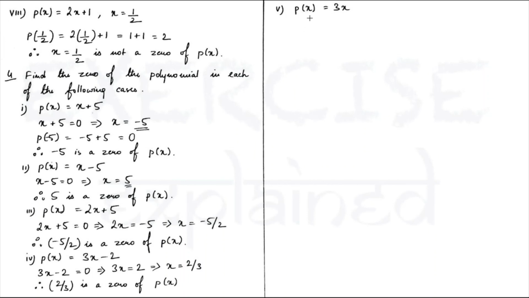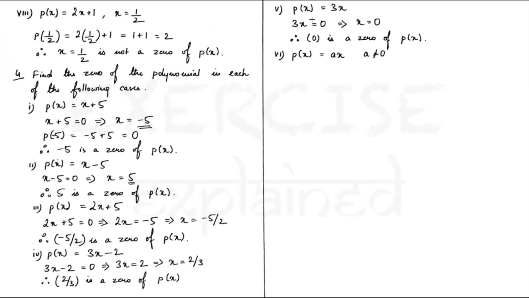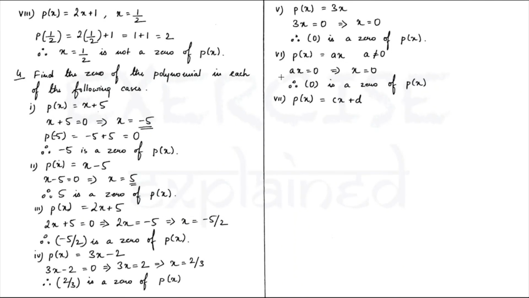Coming to the next one, p of x is equal to 3x. So 3x will be equated to 0, and x we will get it as 0 by 3. That is nothing but 0 itself. So 0 is a 0 of p of x. Coming to p of x is equal to ax, a is not equal to 0. So we again equate this to 0, and what we get is ax is equal to 0. a goes to the other side and we get x is equal to 0 itself. So we can say 0 is a 0 of p of x.